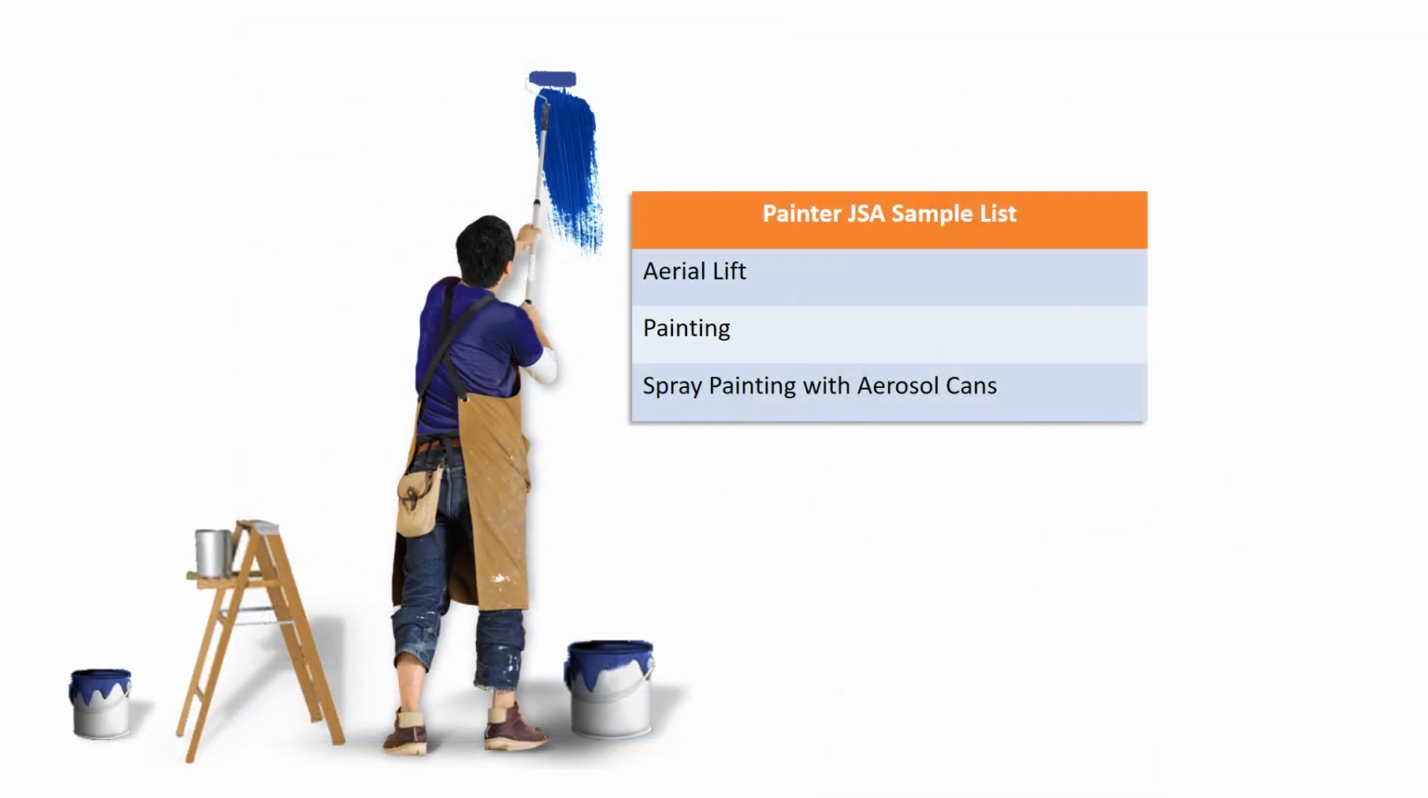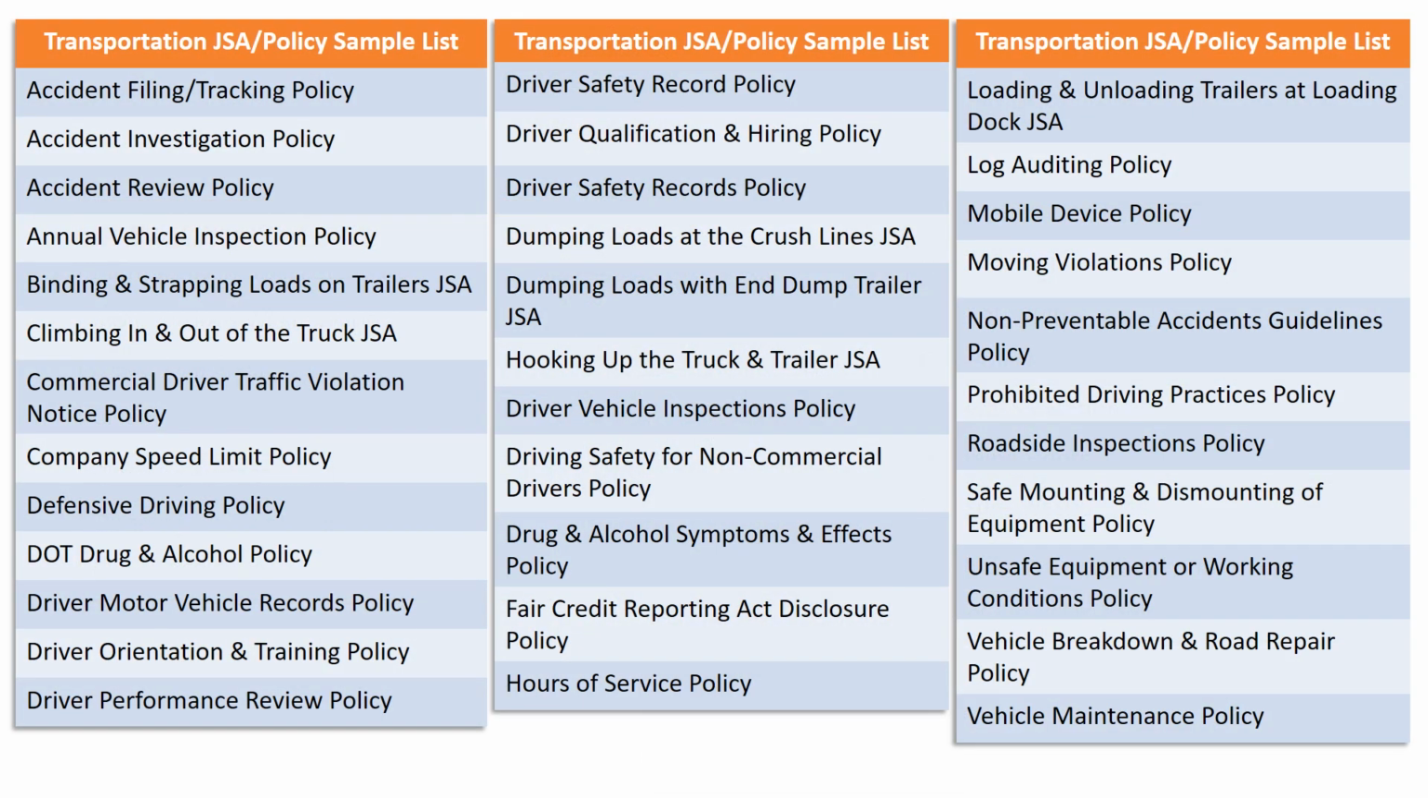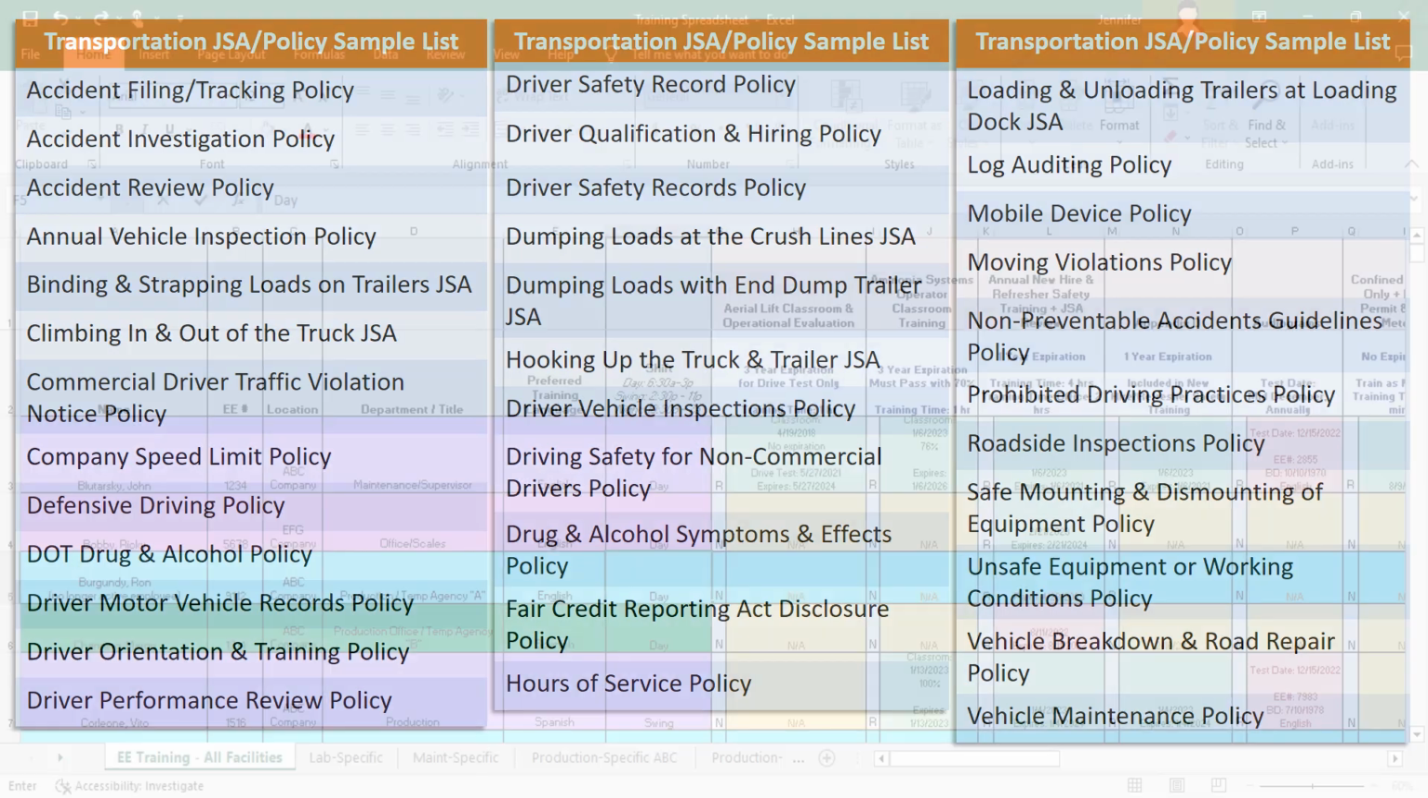Painter JSAs may also need to include such topics as respirators, chemical handling and fumes, paint disposal, stainless steel pickling, barricading, etc. And here's a look at some basic sanitation JSAs. Again, pause the presentation if you need to write down any ideas for your own tracker. And here are some of the JSAs that I've included for our transportation employees.